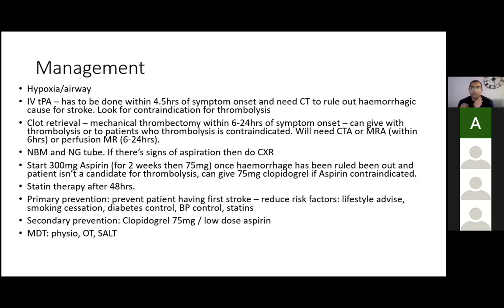And then primary prevention, for someone who's had a TIA or is at high risk of strokes, would be to reduce the risk factors: diabetes control, blood pressure control, statins. And then, like I say, anyone who's had a stroke will need MDT, so physio, occupational therapy, SALT team.